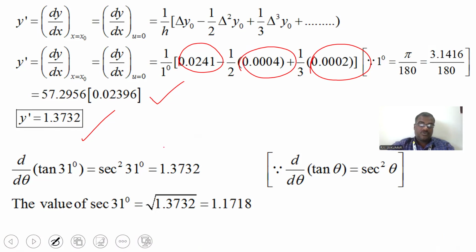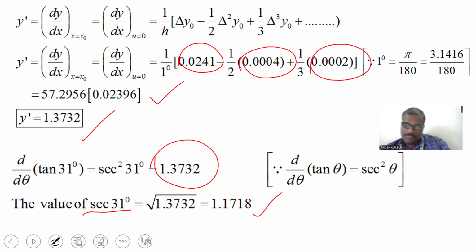So we have the value 1.3732, but we need secant 31. So you have to take the square root of 1.3732, which gives you the required answer, 1.1718. This is the required answer for this problem. So note it down. If you have any doubts, you can ask me the questions.